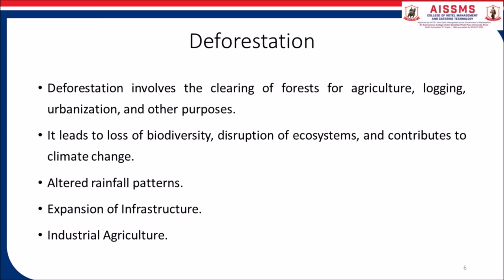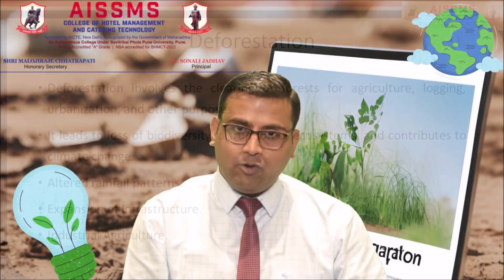As we all know, we are living in the 21st century. We have seen and observed that rainfall patterns have been vastly impacted due to deforestation. The expansion of infrastructure, or shall we say the concrete jungle which we are building nowadays, has been a prominent threat for that. Due to the industrial agriculture processes followed in the 21st century, it has made a prominent threat to the local biodiversity of the environment.